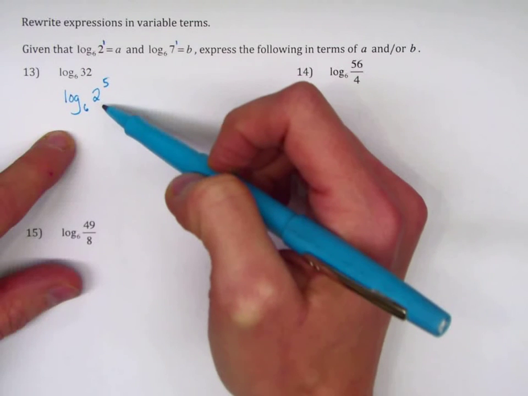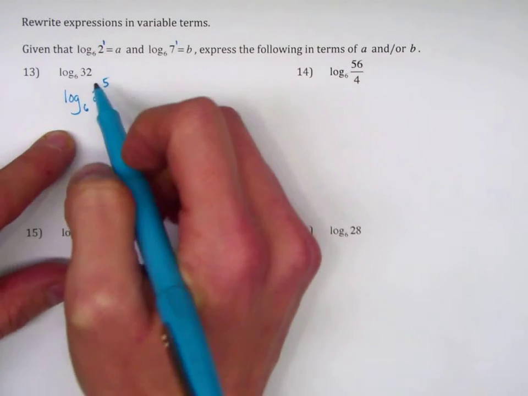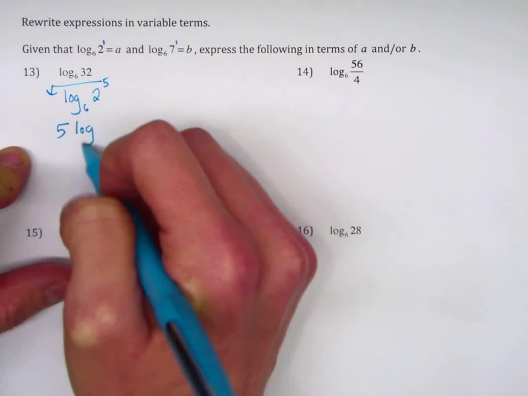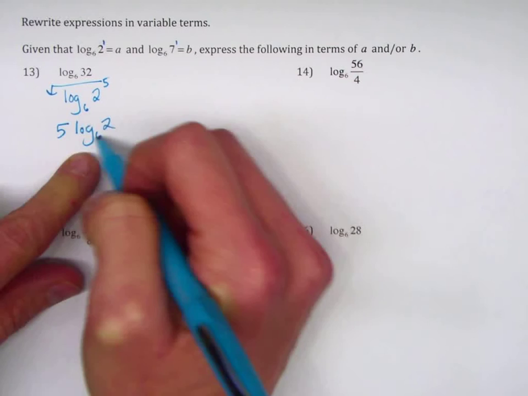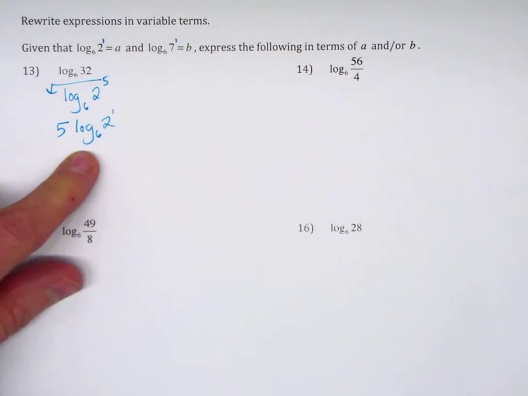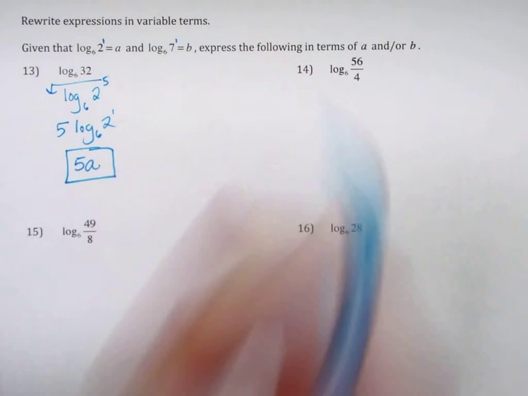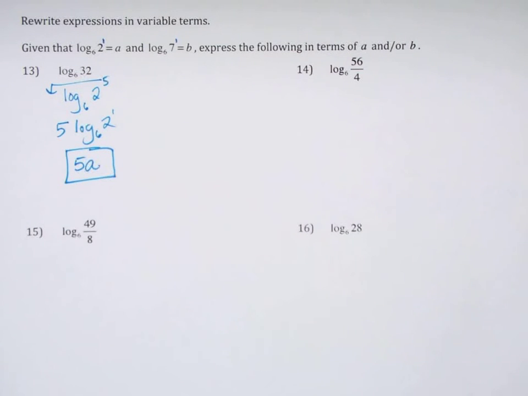You have to use the power rule. So what happens is we use the power rule, and we have 5 log base 6 of 2, and notice now 2 is to the 1st power, so this becomes 5a. Okay, so not a to the 5th. Be very careful with that.